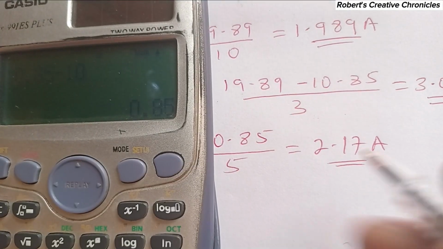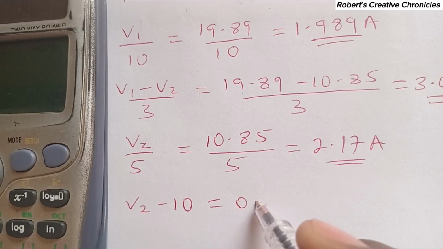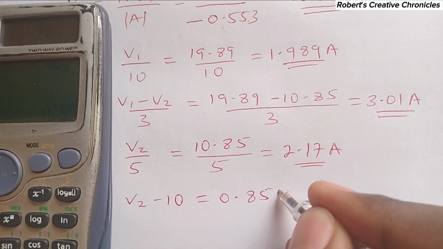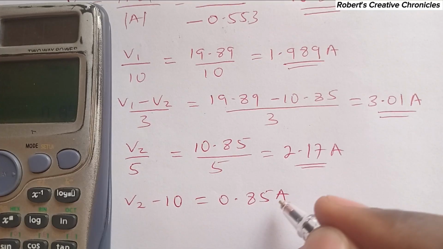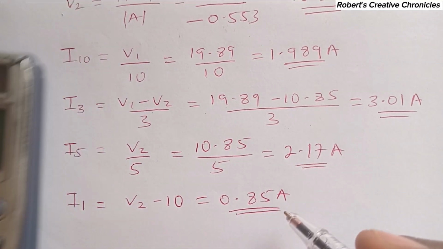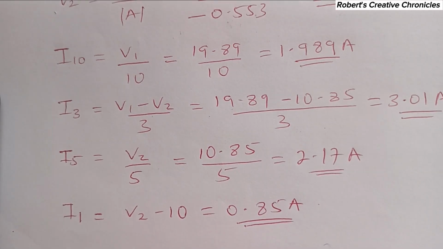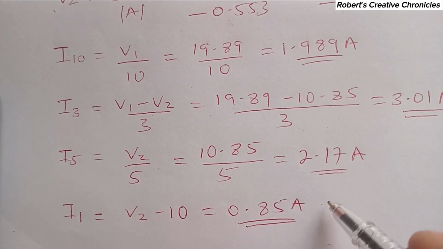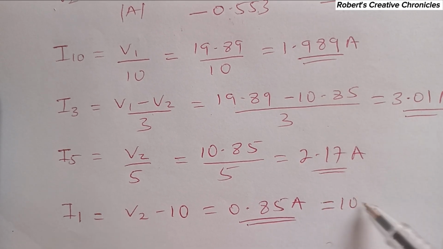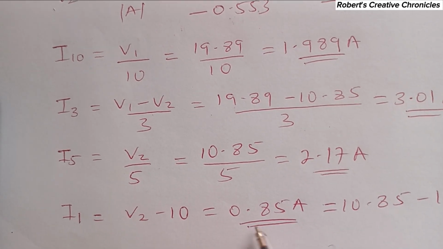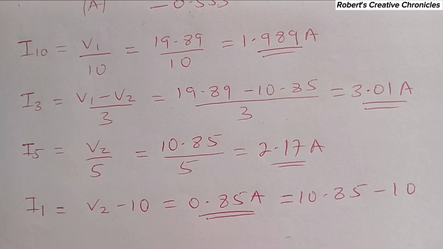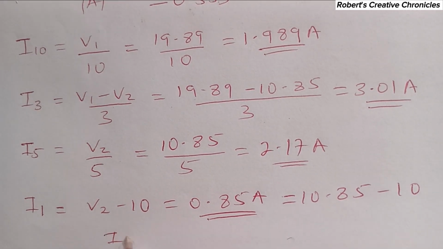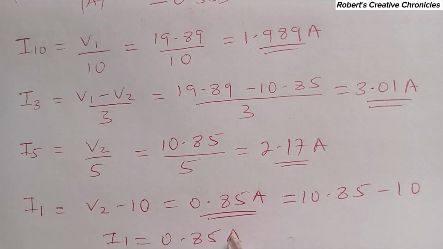which is 0.85, which is 0.85 ampere. So this is it. This is I1, which is 10.85 minus 10. That's how we got this. 10.85 minus 10, which is 0.85 ampere. So I1 is equal to 0.85 ampere.